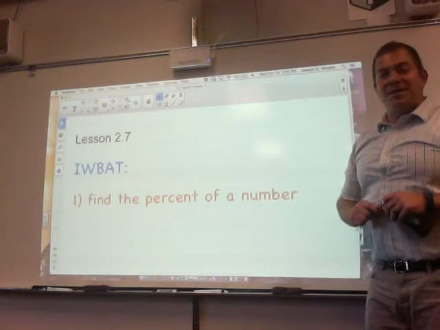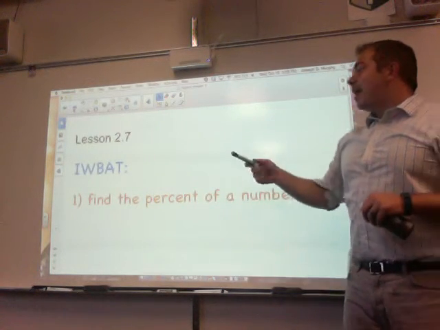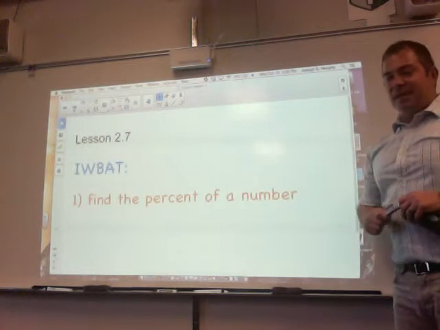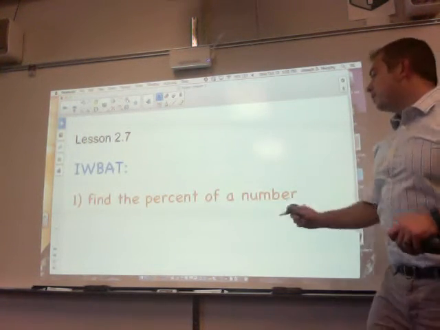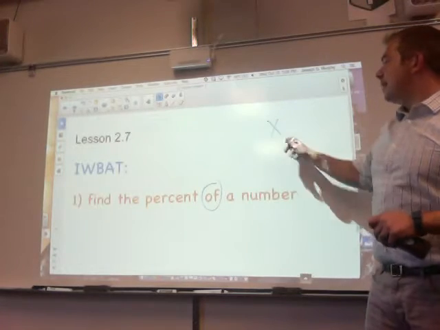Everyone, welcome to lesson 2.7. Here's your objective. I will be able to find the percent of a number. Key word being of. Of is going to mean multiply.